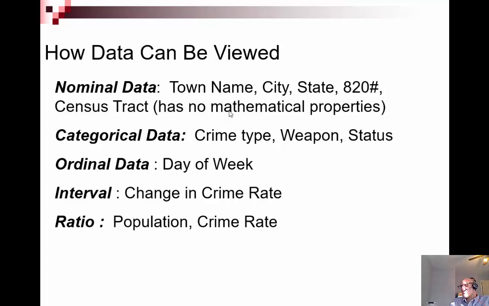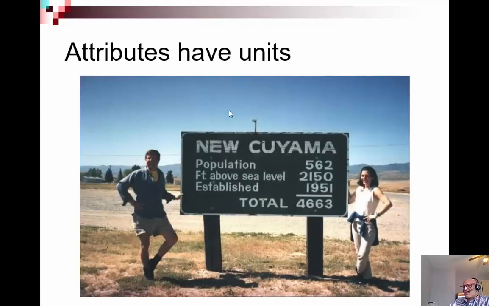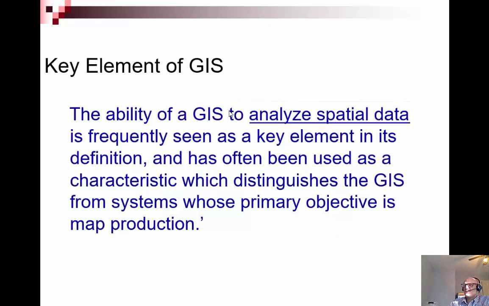Because when we calculate crime rate, it's the number of crimes divided by population. We can't have a negative number of crimes. So like we kind of addressed before, because these attributes have units, like population, feet above sea level, the year established, I just can't add those up and make some sense out of those.